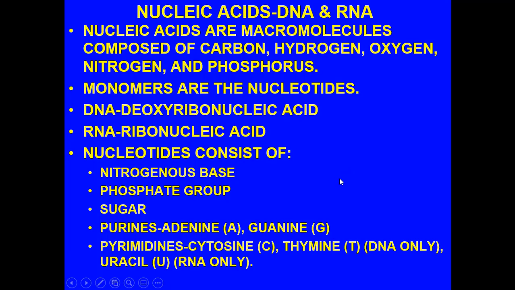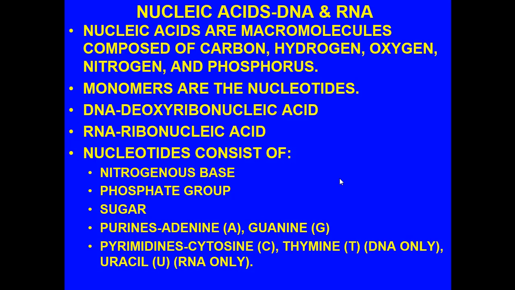This gets us into nucleic acids. Now, the 2 best known are DNA and RNA. Nucleic acids are macromolecules composed of carbon, hydrogen, oxygen, nitrogen, and phosphorus. Monomers are called nucleotides. DNA is short for deoxyribonucleic acid. RNA is short for ribonucleic acid. Now, the nucleotides all consist of 3 main components: a nitrogenous base, meaning it contains nitrogen in that particular base structure, a phosphate group, and a sugar.